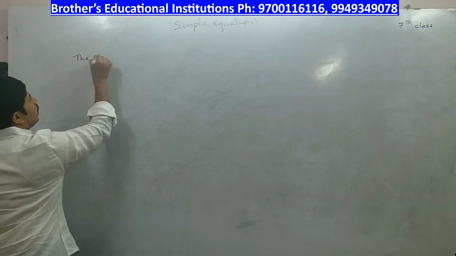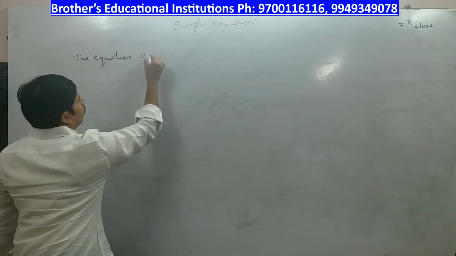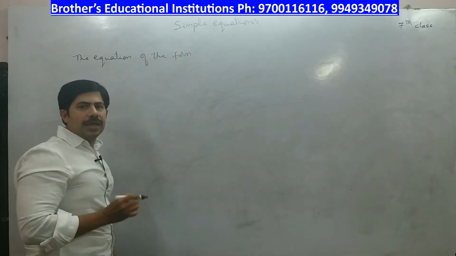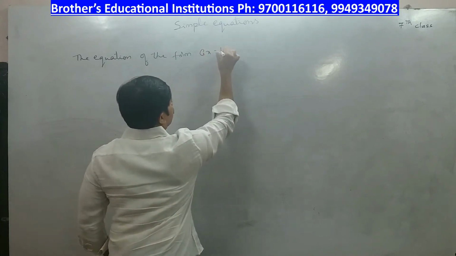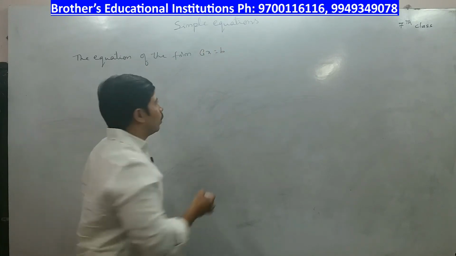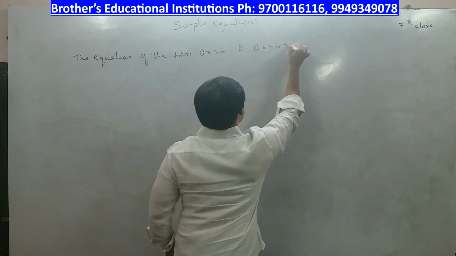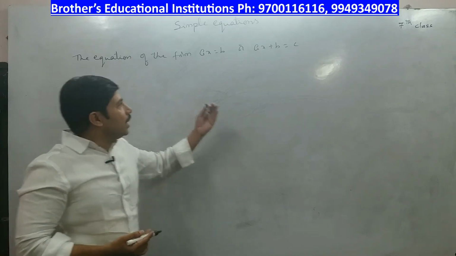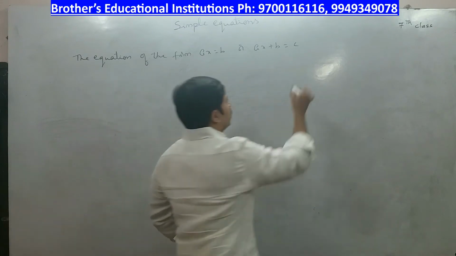The equation of the form Ax is equal to b, or we can also write it as Ax plus b is equal to some constant. See, Ax is equal to b or Ax plus b is equal to some constant is a simple equation.